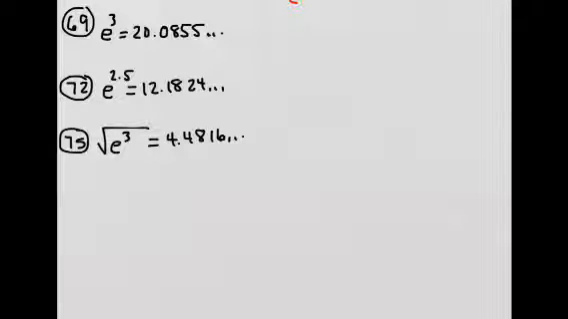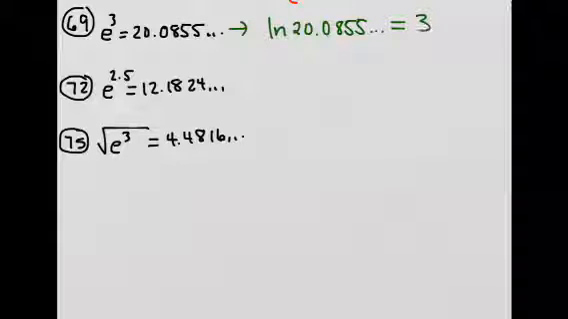Okay, for these 3 problems, we're going backwards. We're given the exponential form, and you have to write it in log form. So, just write it. The base is e, so that means we're going to use natural log, ln of 20.0855... equals the exponent, and that's it. For 72, this equals natural log of 12.1824, and you have to include the dots, equals the exponent.